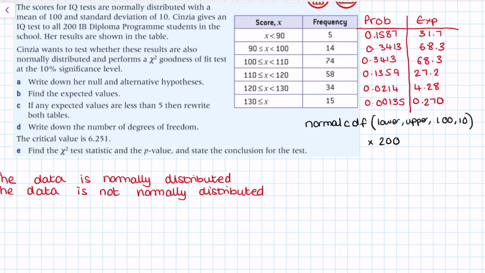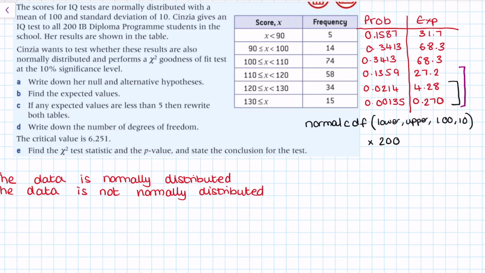If that is the case, with our expected values, we cannot have values that are less than 5. So you will see here we have 2 that are less than 5. When this happens, we need to combine scores so that all our expected values are above 5. But if we were to combine 4.28 and 0.270, that would still be less than 5, which means we need to then combine those two with the one above, with the 27.2 for the 110 to 120 class interval, and then we'll have all our expecteds above 5.